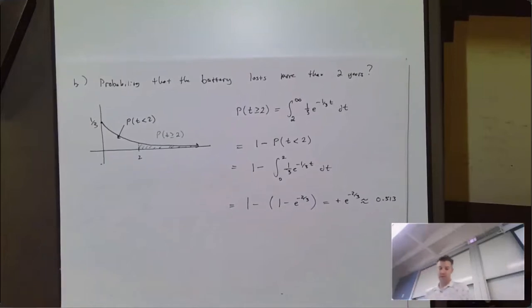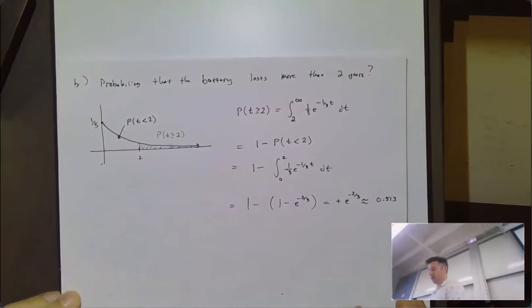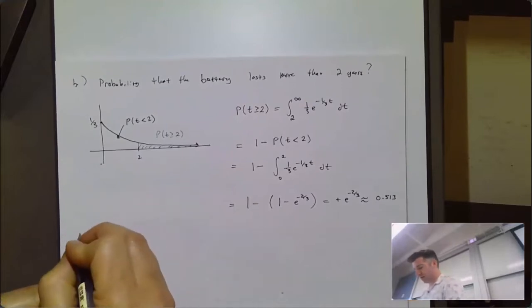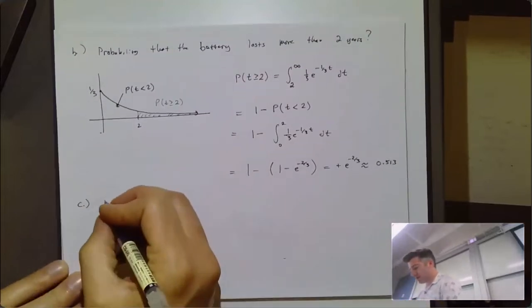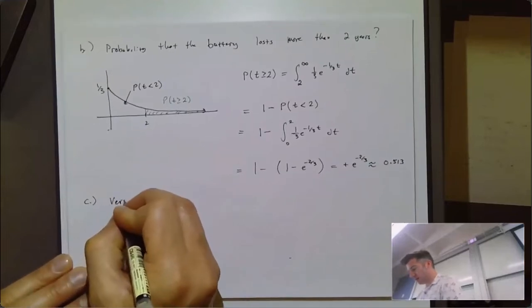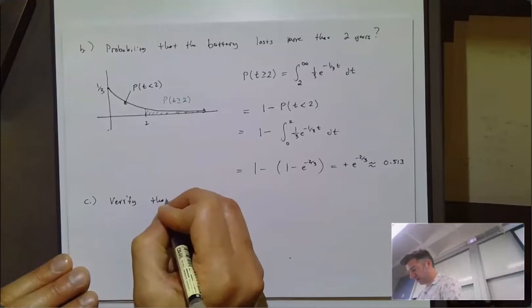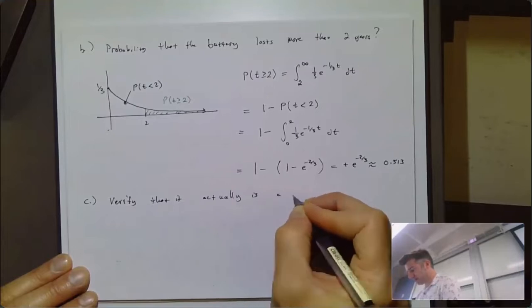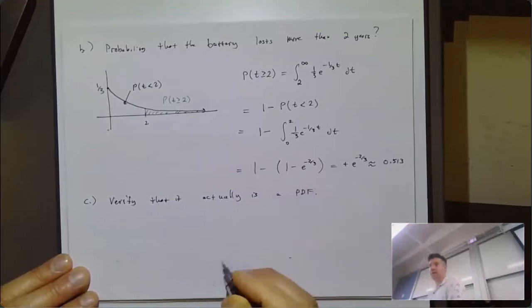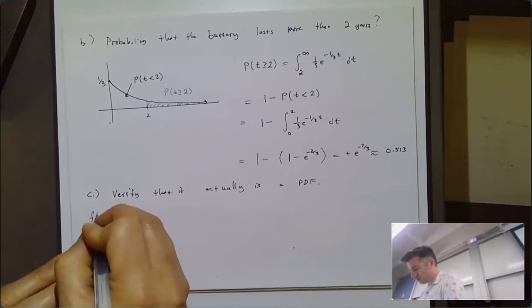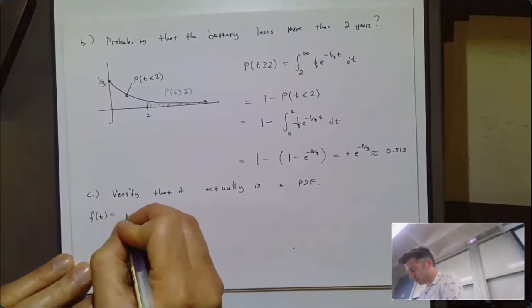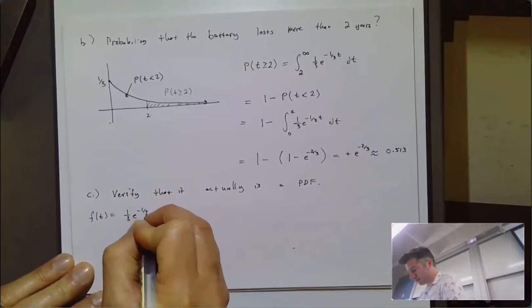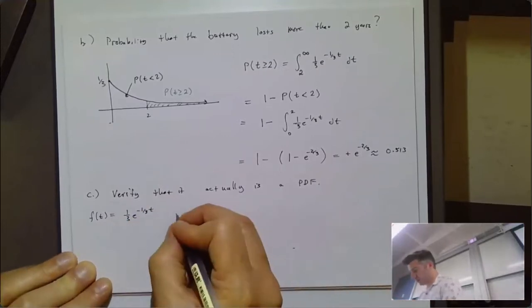Okay. So then we want to ask other questions. First of all, it's probably worth verifying, we probably could have done this first, that it actually is a probability density function. Okay, so here's our function, 1/3 e to the negative 1/3 t on the interval from 0 to infinity.